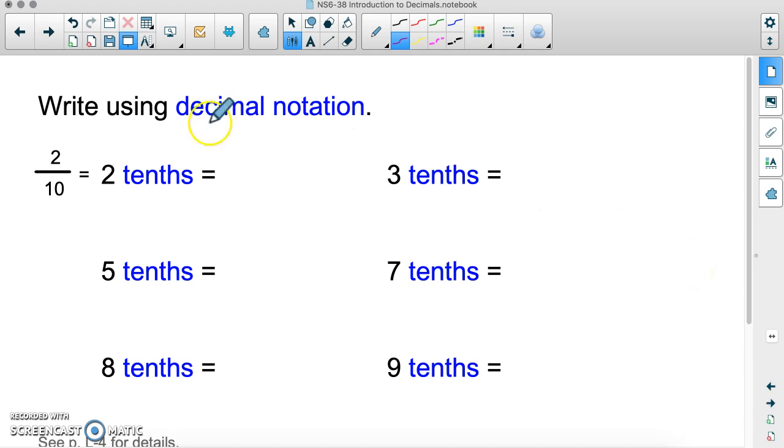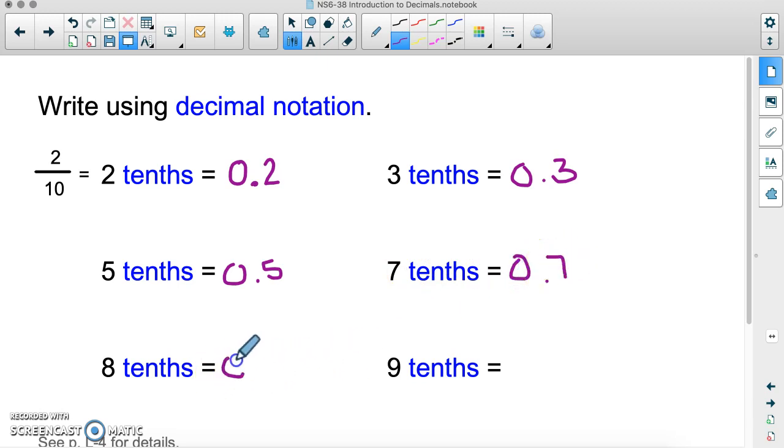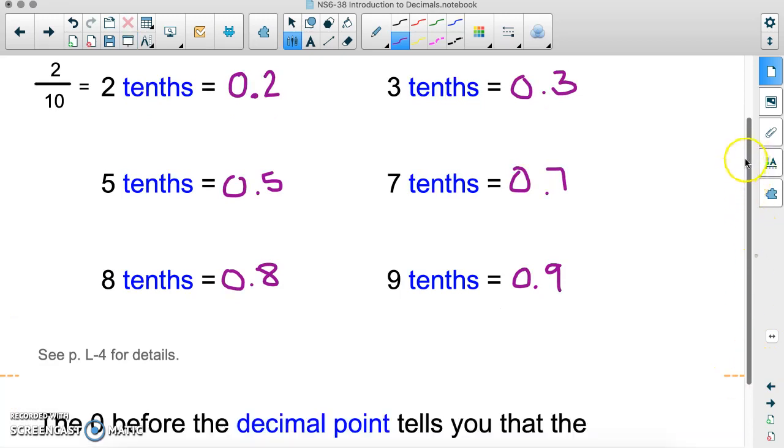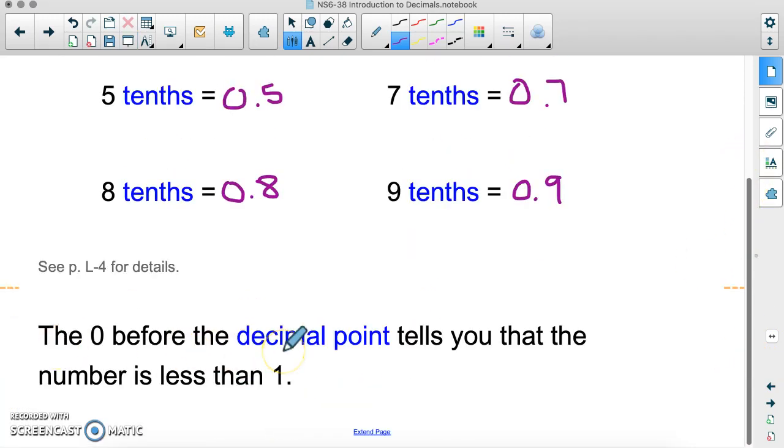So let's look here. If we want to write 2/10, so as a fraction, remember this would look like 2/10. As a decimal, what would this look like? Well, 2/10 would look like 0.2. 3/10 would be 0.3, 5/10 0.5, 7/10 would be 0.7, 8/10 0.8, 9/10 would be 0.9. Now, the 0 before the decimal point tells you that the number is less than 1.